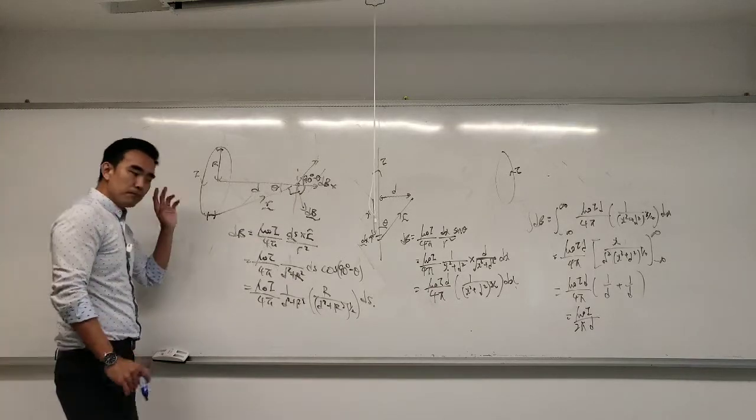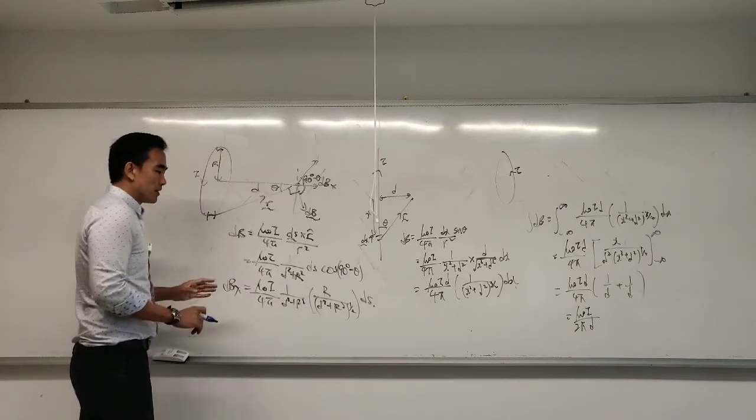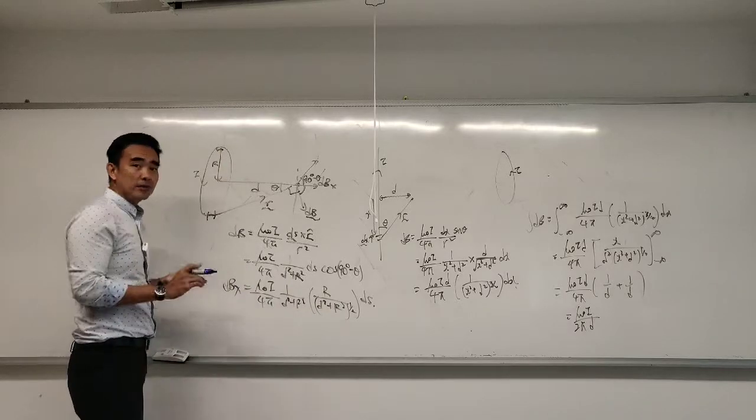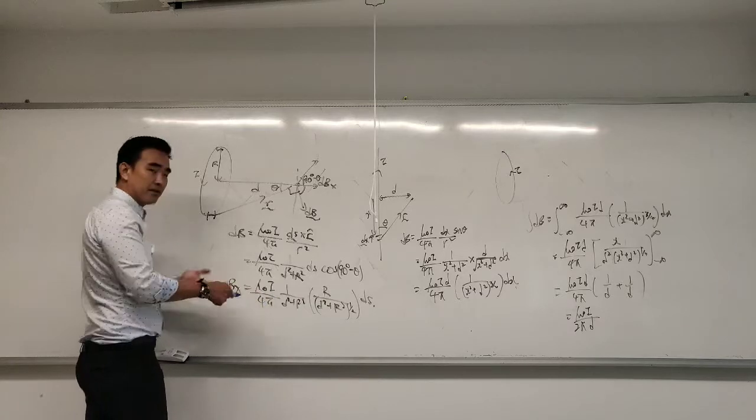Alright, but the simple part of this is the x component. Nothing over here varies with ds. Everything is a constant. R is a constant, D is a constant, pi is a constant, I is a constant, mu naught, everything is a constant.